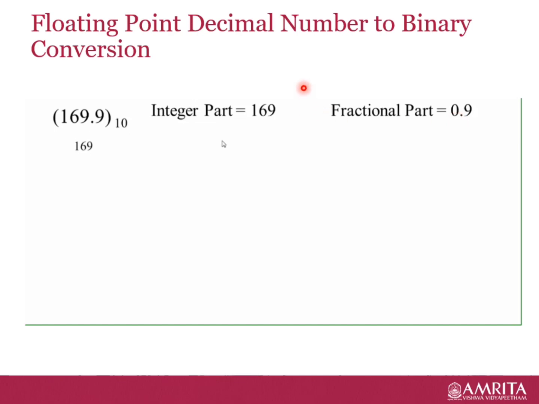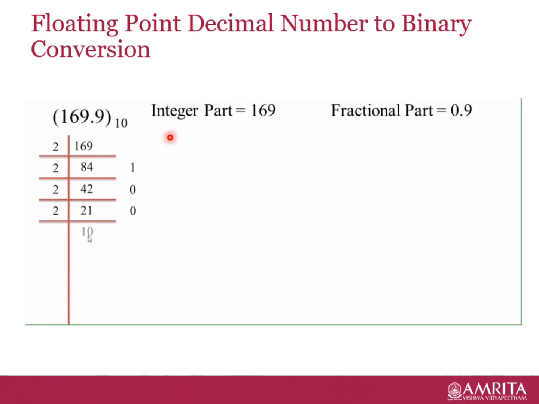And both the parts, the integer part as well as the fractional part, are converted to binary using separate techniques. The integer part 169 is converted using the same technique that we have already studied. 169 is repeatedly divided by 2 to obtain a quotient and a remainder. All the remainders will be noted down, and finally the remainders put in the reverse direction will give the binary equivalent of the integer part.